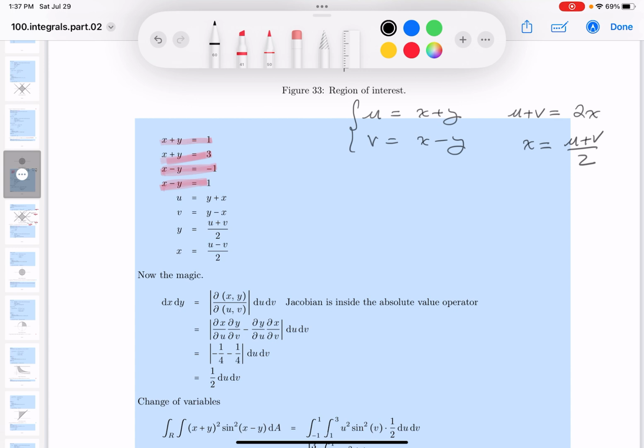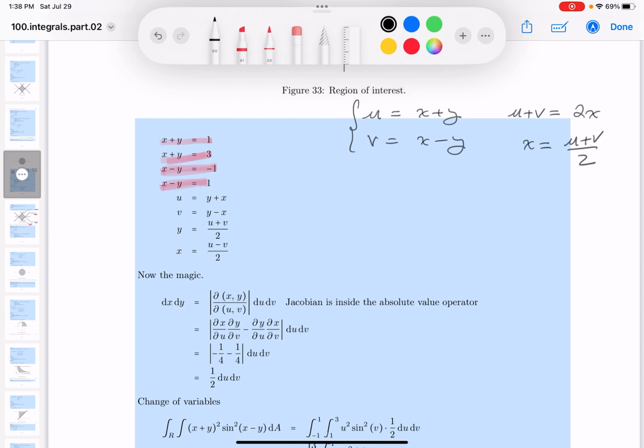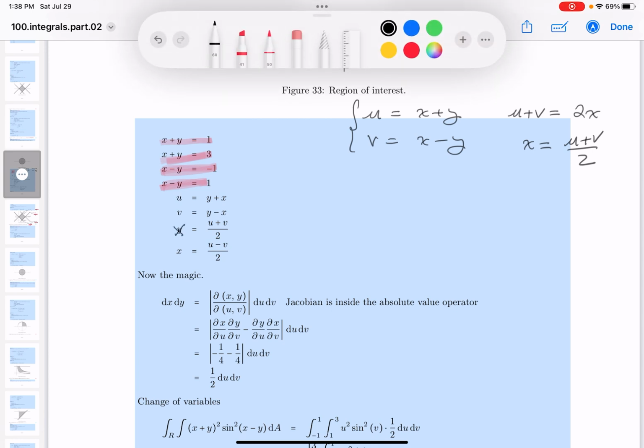And I think I made a mistake somewhere. So x plus y and x minus y, add them together. I get 2x, u plus v over 2. Let me see if I did that right. Yeah. So there's a mistake here, and I got to correct it. This is actually x.